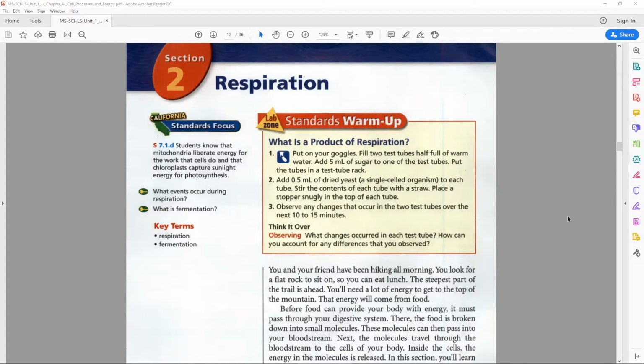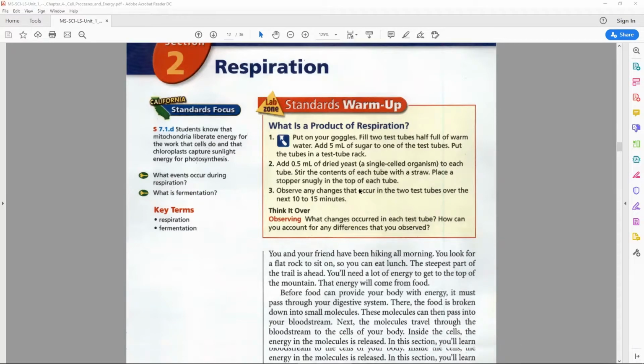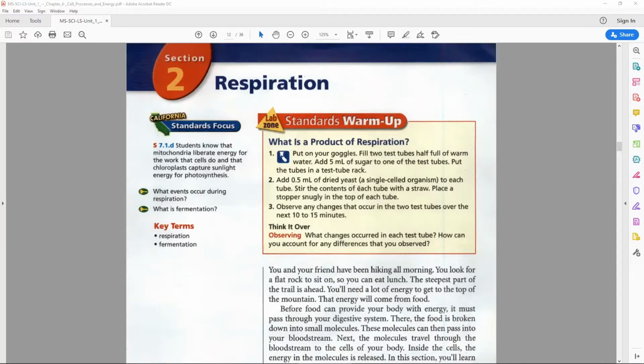Chapter 4, Section 2, Respiration, starting on page 123 of the Life Science textbook. The standard focus for this section is that students will know that mitochondria liberate energy for the work that cells do and that chloroplasts capture sunlight energy for photosynthesis. The key ideas are what events occur during respiration and what is fermentation.